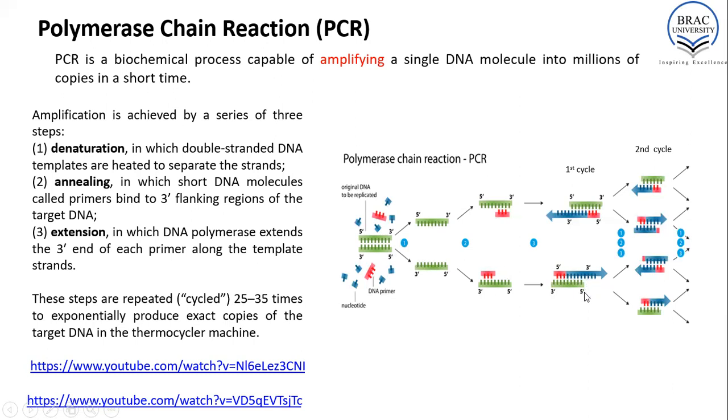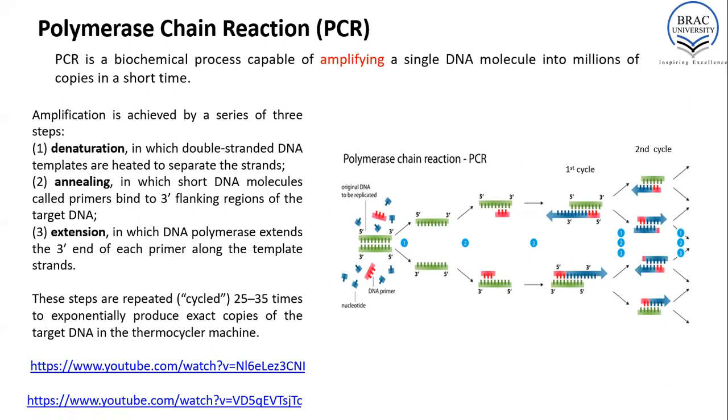This process is repeated 25 to 35 times, depending on the target size of the product. If we have a long DNA, normally it is around 30 cycles, but you can do 35 cycles if you have a really long PCR product. So that's how the PCR experiment is done.